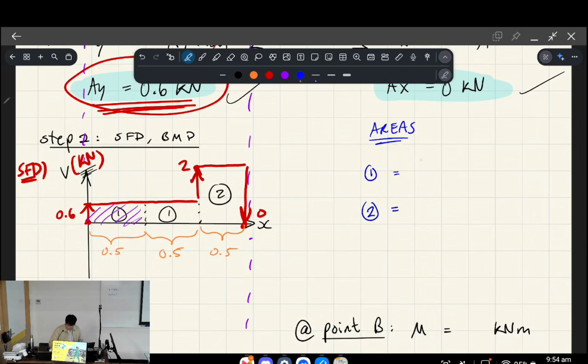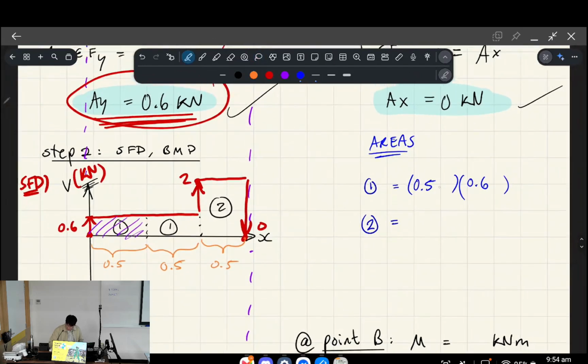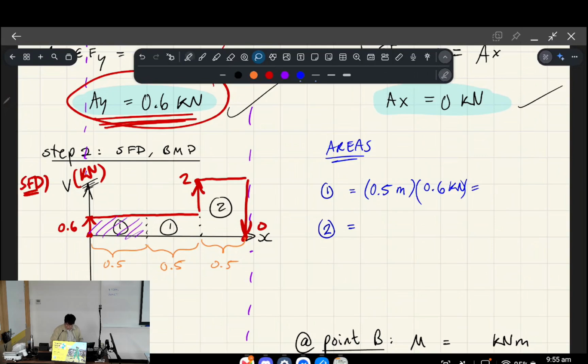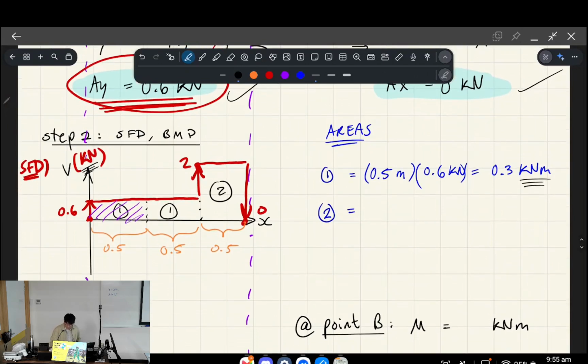So I'm going to find the areas. We'll do base times height. So 0.5 is the base of the first rectangle, and then the height is 0.6. I'm going to write the units the first time around, but then to save space, I might not write the units again. The base is in meters, and the height is in kilonewtons. If you think about the physical implications of this when we multiply the units together, we get kilonewton meters, which is kind of a hint at where this is going, because these are the units that we use for our bending moment. Anyway.